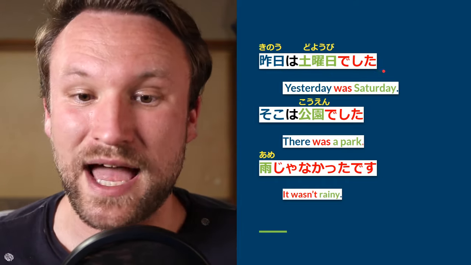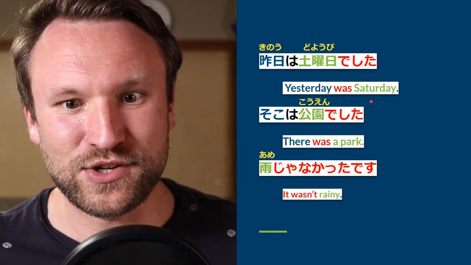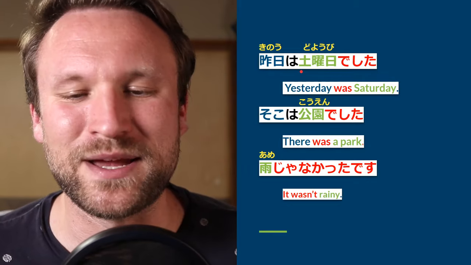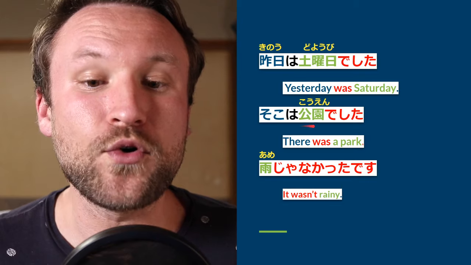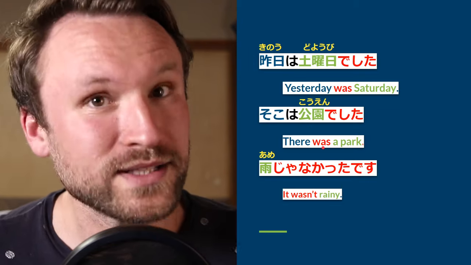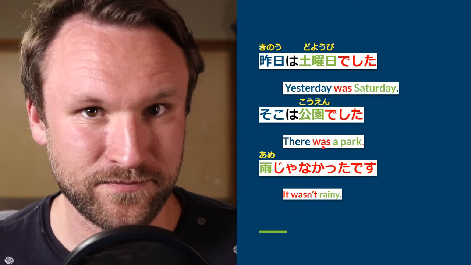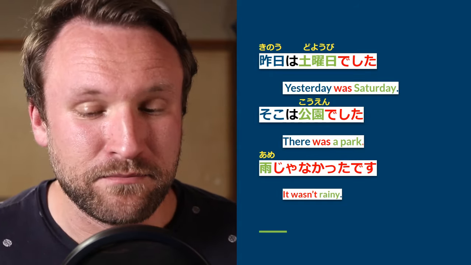昨日は土曜日でした。Yesterday was Saturday. That's completely true, right? Yesterday was Saturday. 昨日は土曜日でした。If you're watching this on the replay, that might not be the case. But anyway, でした, was Saturday. そこは公園でした。There was a park, or that was a park. Over there was a park. Okay, so maybe now it's a 7-Eleven or something. But it was a park.